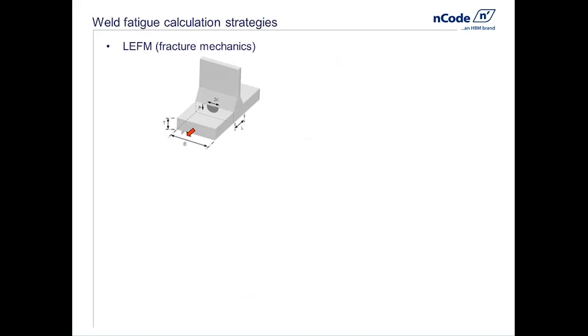There are several different strategies for trying to go off and predict weld fatigue. One leverages fracture mechanics. And again, from the previous picture, you can see that at the weld toe, we literally had an existing crack. And so fracture mechanics would make sense here.